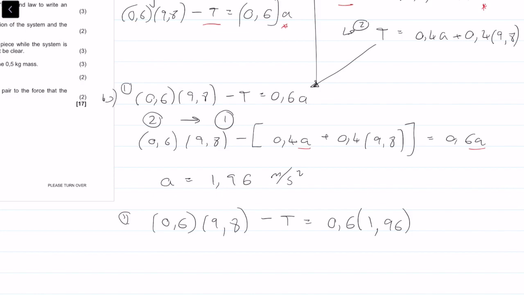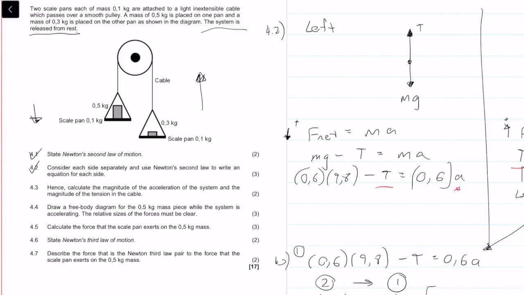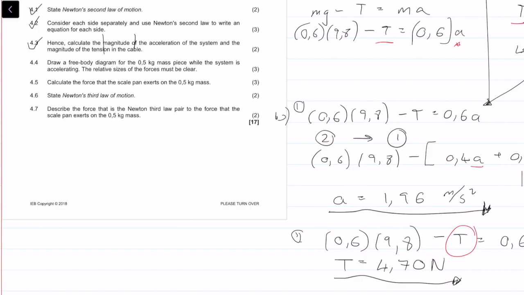Okay, and if we look at this equation, t is the only unknown, so we can solve for t, and t is equal to 4.70 newtons. Okay, and again, if I'm correct, this asks for the magnitude, so we don't care about the direction, and we get ourselves, what's that, 5, 6, 7 marks so far. Okay, so let's do question 4.4 here.